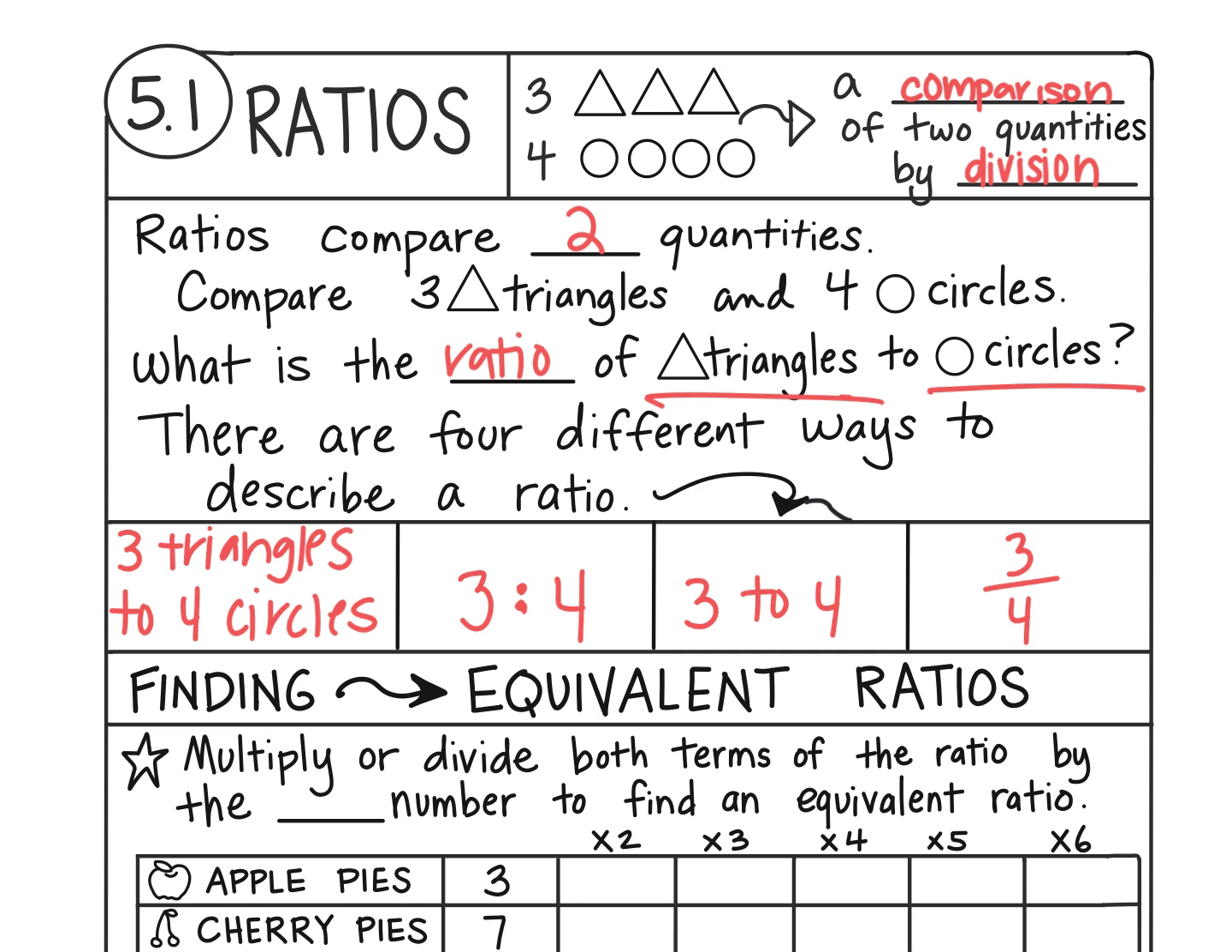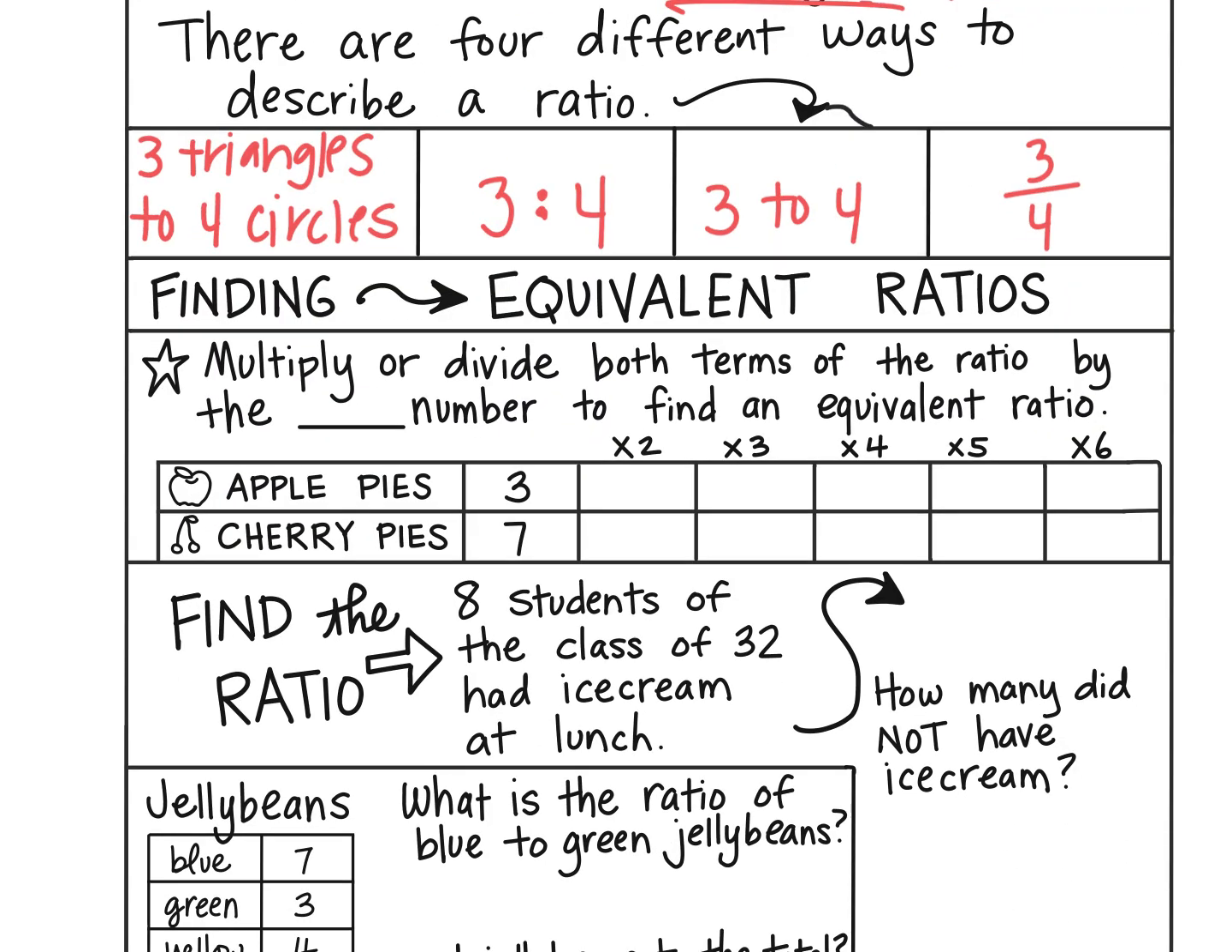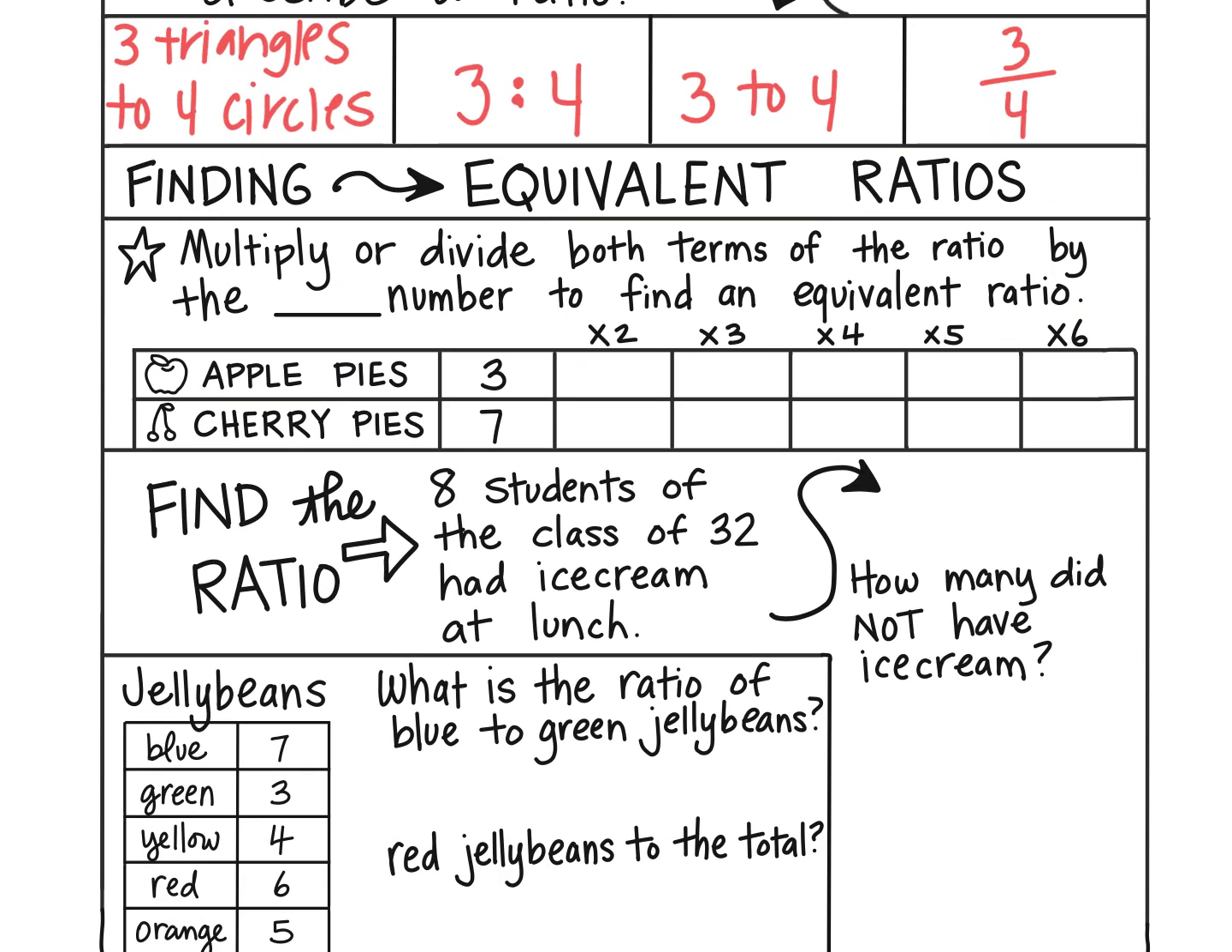All right, what if I want to do equivalent ratios? We're going to look at one. We're going to spend more time on this tomorrow, but we're going to look at this one example because I want you to see what an equivalent ratio looks like. The very first thing says multiply or divide both terms. Terms are the things that you're comparing, like triangles and circles. In this case, what would my 2 terms be? Apple pies and cherry pies. So we're going to multiply or divide both terms of the ratio by the same number to find an equivalent ratio.